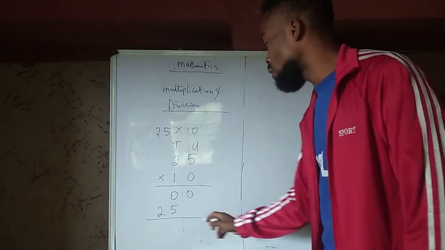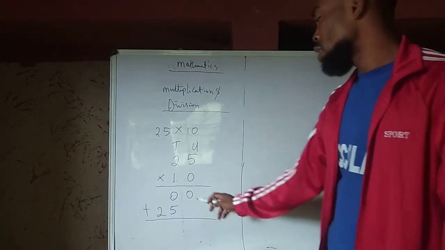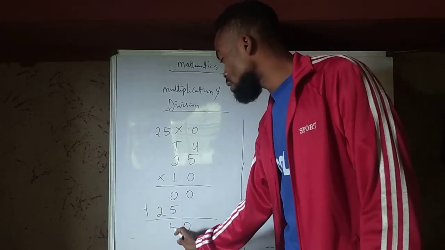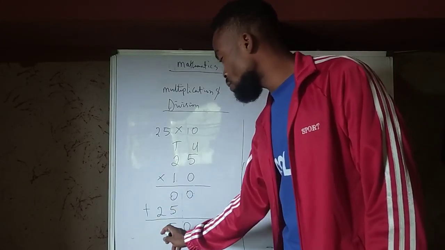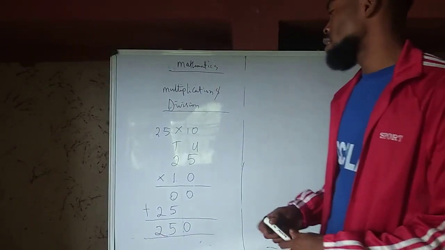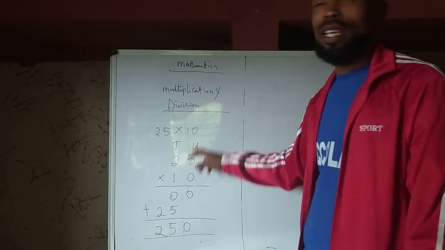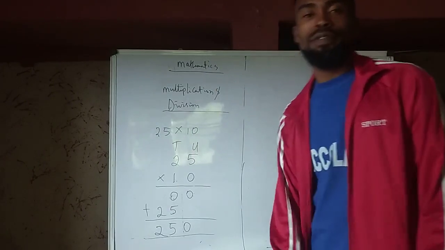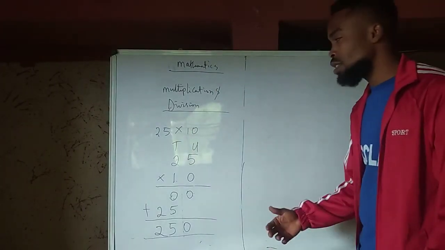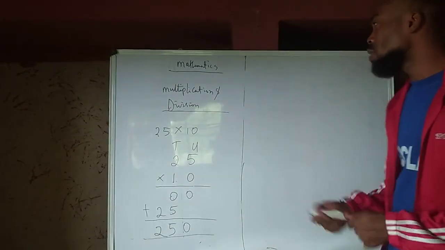Okay, so now after we have multiplied, what do we do? We add what is down here. So 0 plus 0 here is 0. 0 plus 5 here is 5. And 0 plus 2 here is what? 2. So you see, this result is what you get when you multiply 25 and 10. You get 250. Okay, so you see, that's how multiplication is. It's very simple.